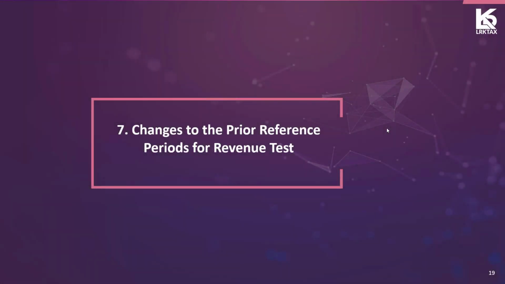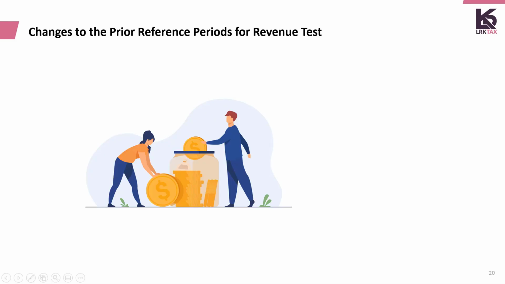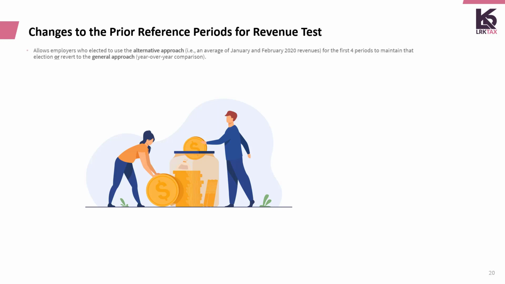7. Changes to the prior reference periods for the revenue test. So with the old CEWS subsidy, what happened was employers would basically pick a particular month in 2020 and compare it to the same month in 2019 to determine how big of a revenue decline there was. That was known as the general approach. Now, under the old rules, there was something also known as the alternative approach.